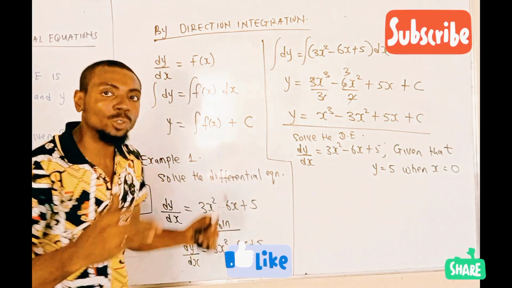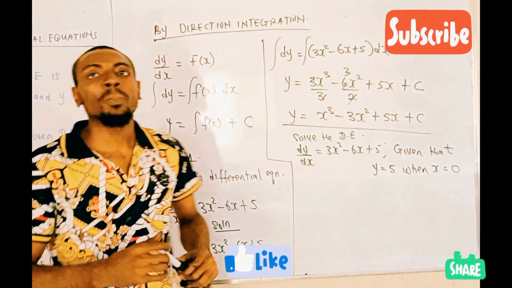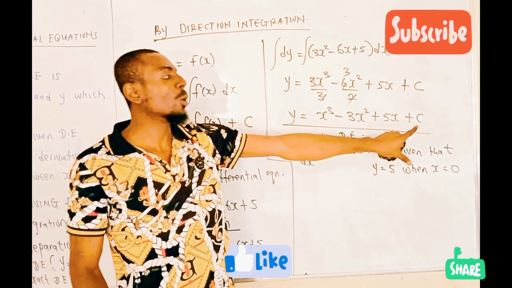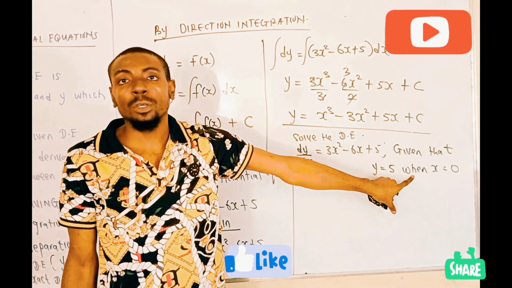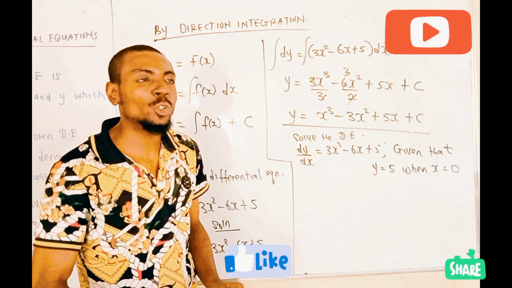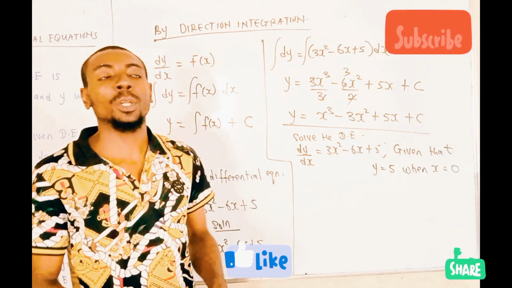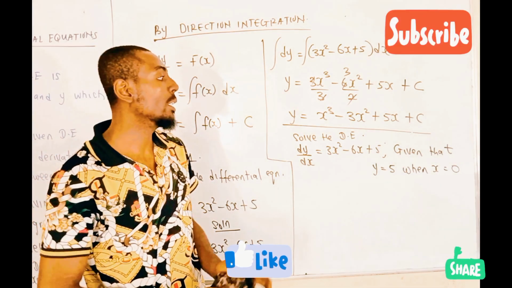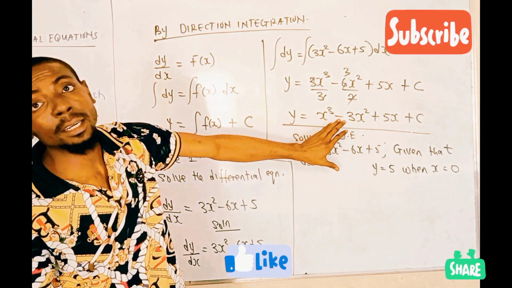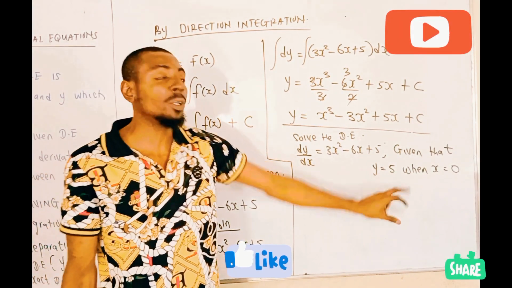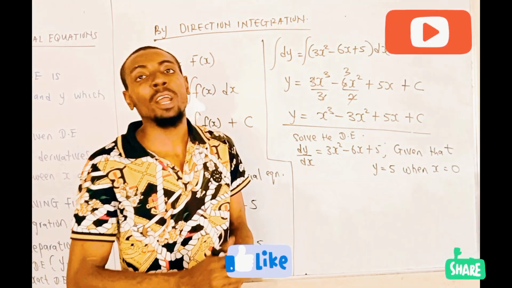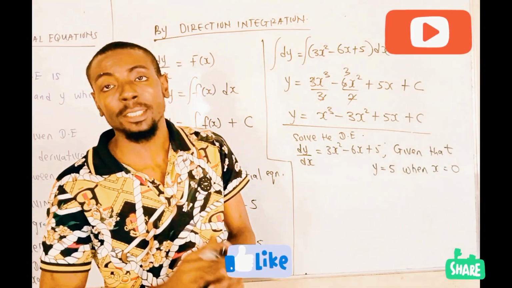So what we're going to do is evaluate c using this initial condition and then find a solution, and that solution will now be called a particular solution. The one we solved here already, this answer, is the general solution. Then if an initial condition is given to you, you are expected to find what we call the particular solution.